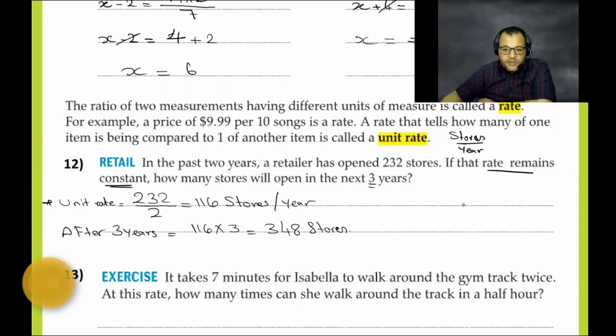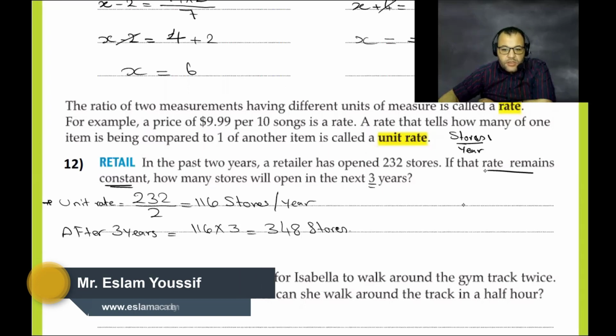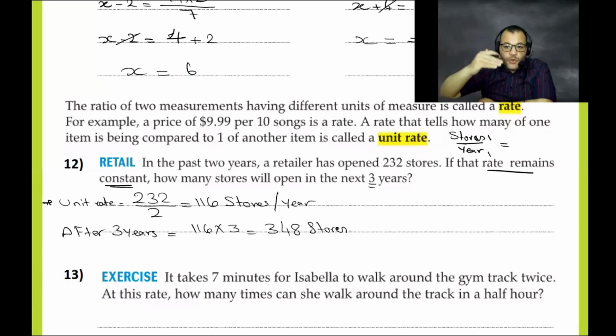Constant means the ratio between the number of stores and the number of years will still be constant. So stores to years. Is that right? How many stores? We have 232 stores in 2 years. It's still the same rate for the number of stores in 3 years.